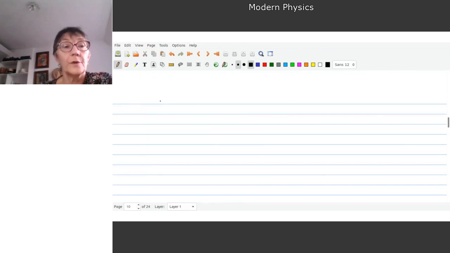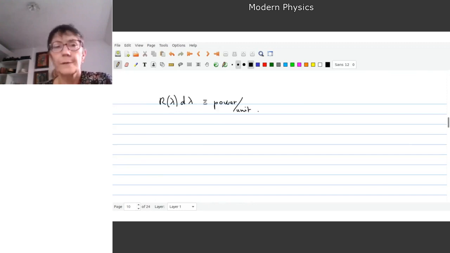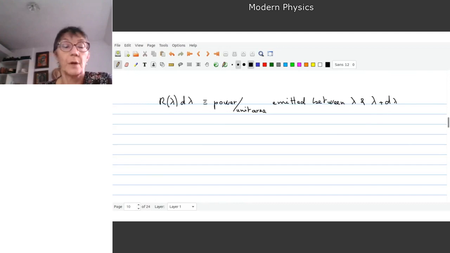So I would like to measure R, the power, but this time as a function of the wavelength. So what is this one? This will be the power per unit area emitted between wavelength lambda and lambda plus d lambda. So to measure this one, you need some experiment that will discriminate between the wavelengths.